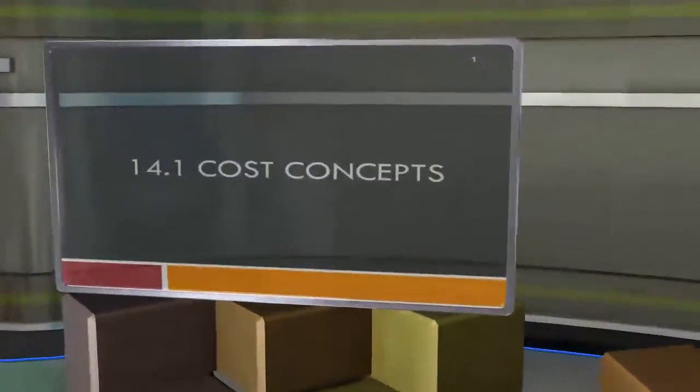For this topic, Introduction to Food, Beverage and Labor Cost Controls, it consists of 3 subtopics. The first one is on cost concepts, the second one is on sales concept in monetary terms, and the last part is on sales concept as well, but in non-monetary terms. So first of all, we will look into the cost concepts.